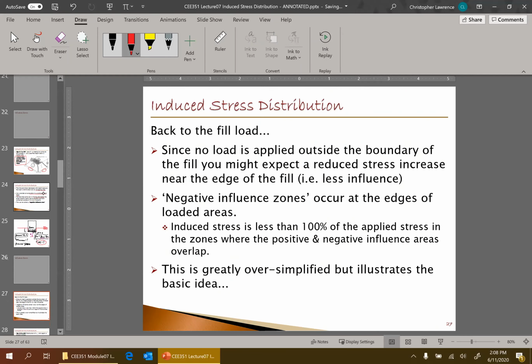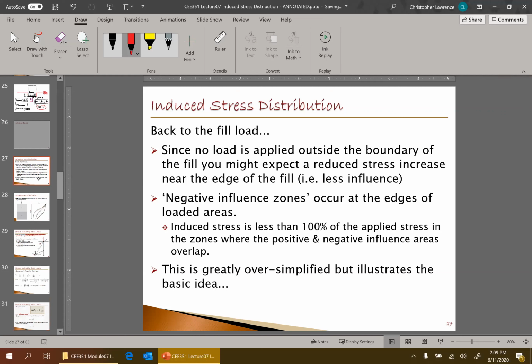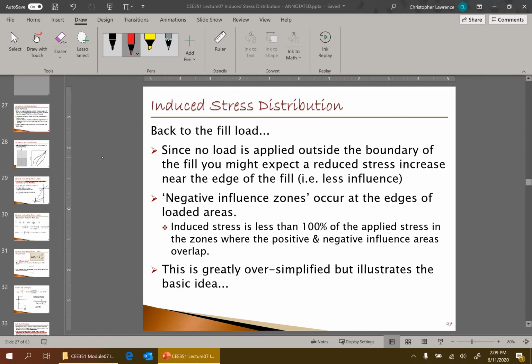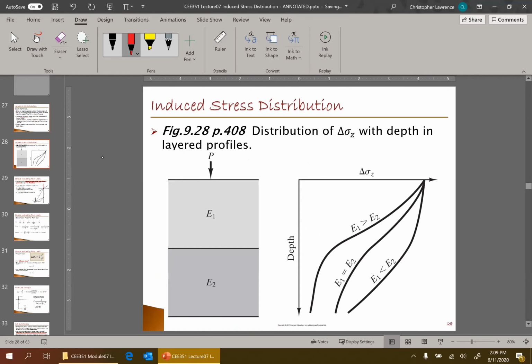Back to that fill. Since no load is applied outside the boundary of the fill, you might expect a reduced stress. We talked about these negative influence zones already. I've covered that. Let's see what this really looks like.